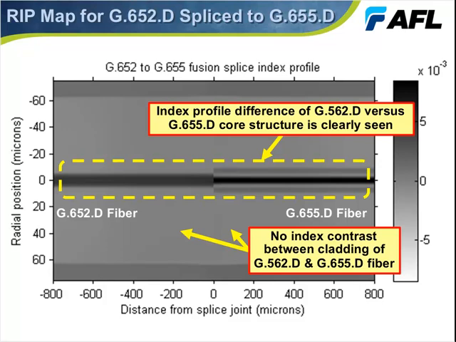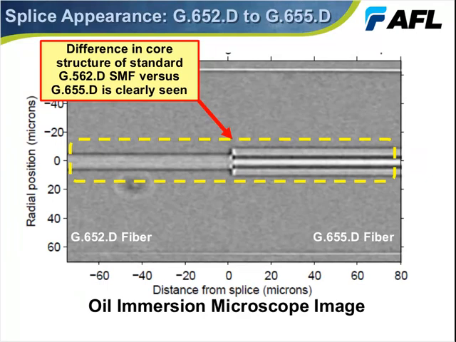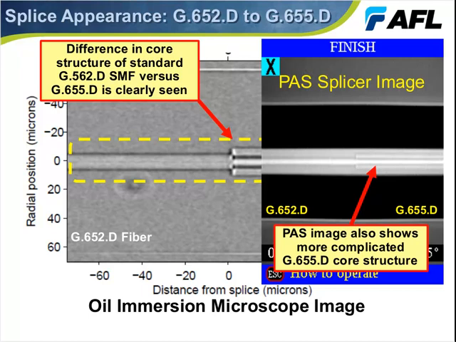And moving on to the next slide, you can see that we see something very similar in the oil immersion microscope image. And again, Connie, if you'll mouse click one more time. Once again, in the splice image, it's much more difficult to see, but if you look very carefully on the 655 fiber, you can see that the brightness pattern in that bright central region is a little more complicated than it is on the 652 fiber.